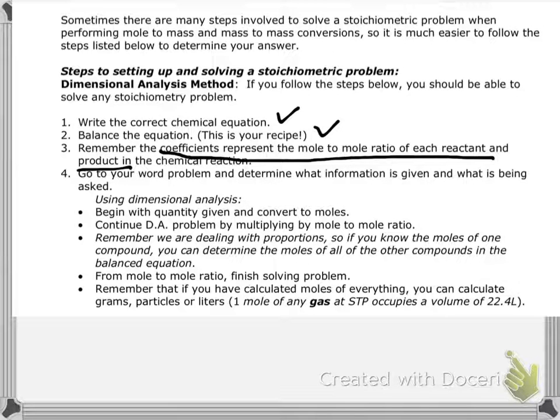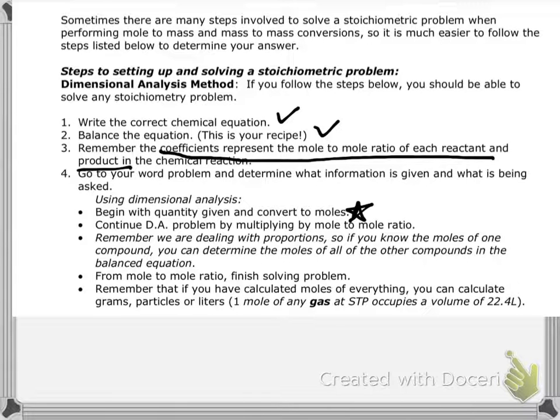You can't use the balanced equation unless you have moles of whatever it is you're talking about, because that's what those coefficients represent. They're mole ratios, not mass ratios. So you have to convert to moles first. This is really important. It's got to be in moles. Your given units have to be in moles before you can use the ratios from the balanced equation.